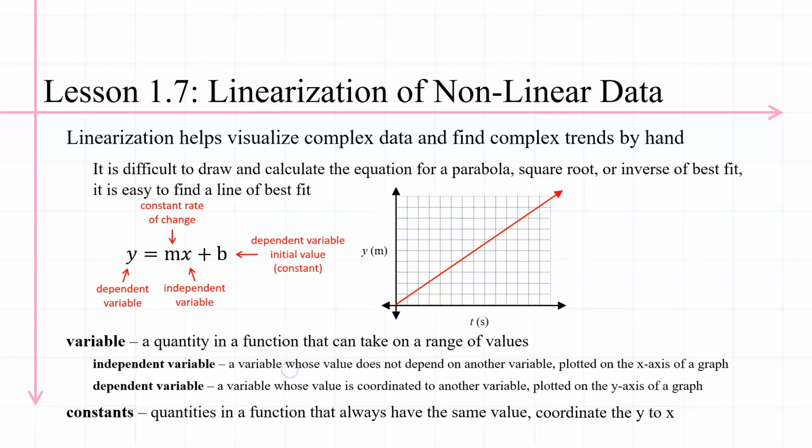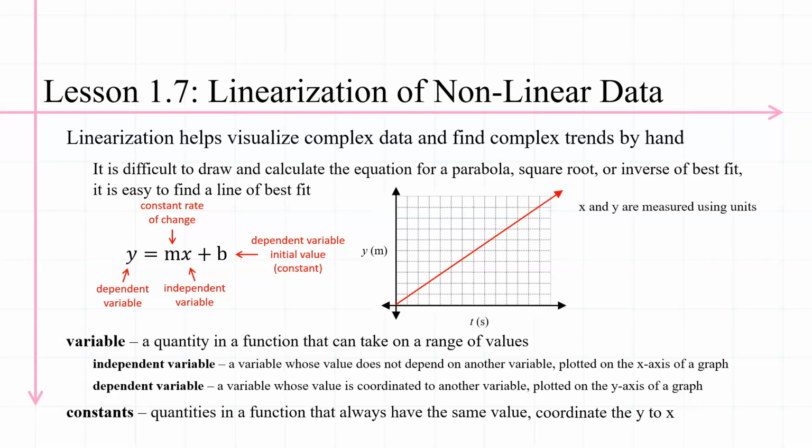And then b is the initial value of the dependent variable. And anytime you have an initial value, that's also a constant, because what the value started as isn't going to change as our independent variable changes. So you see that this equation is actually just a mix of variables and constants that tell us a very specific thing about our relationship between x and y.